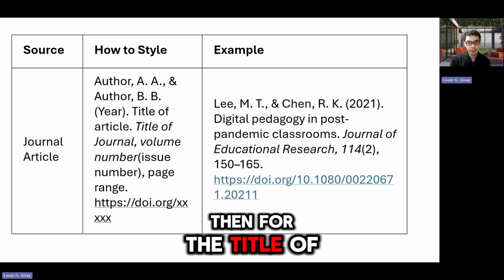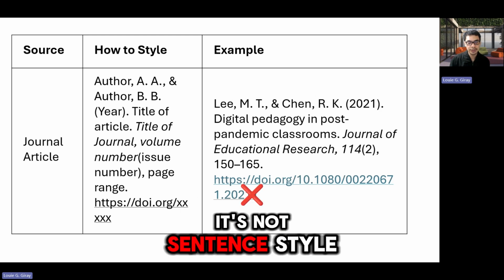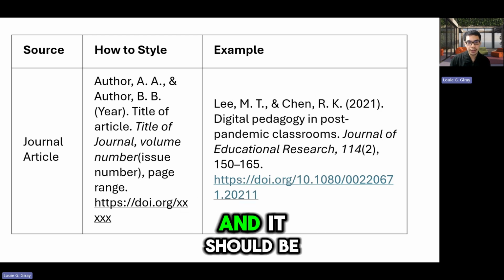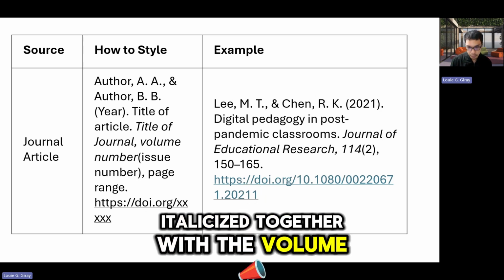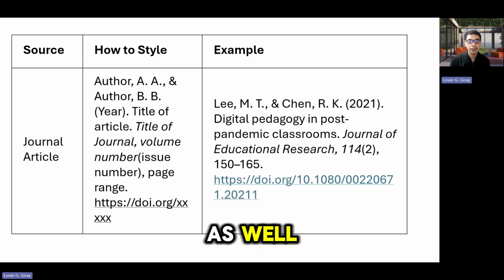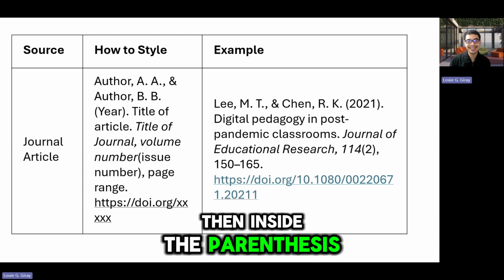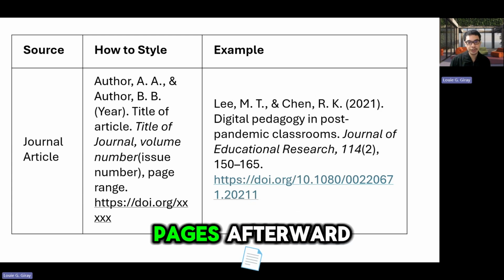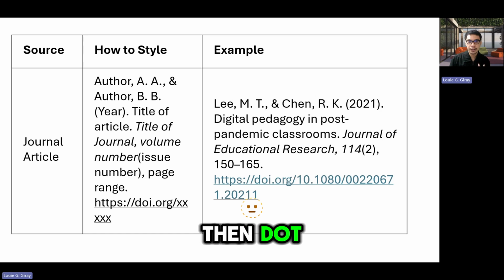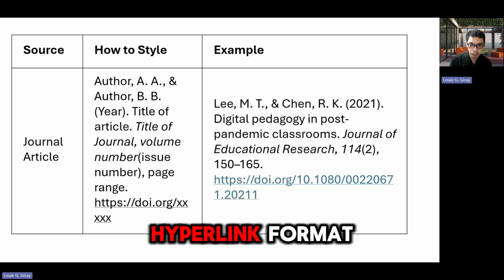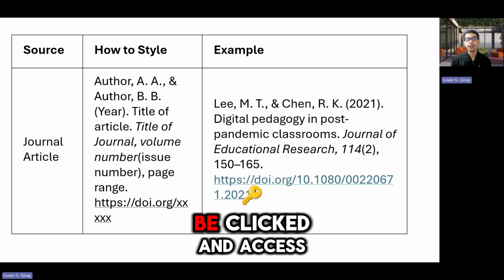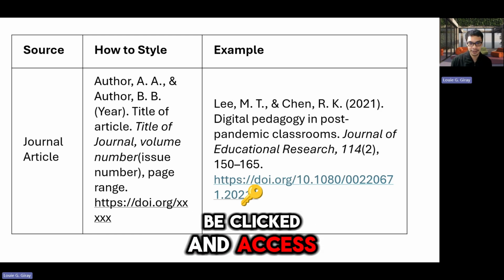Then for the title of the journal, it's not sentence style at all, and it should be italicized. Together with the volume, it should be italicized as well. Then inside the parentheses, that's the issue, then the pages afterward. Then a period, you put the DOI. It should be in a hyperlink format, so it can easily be clicked and accessed.